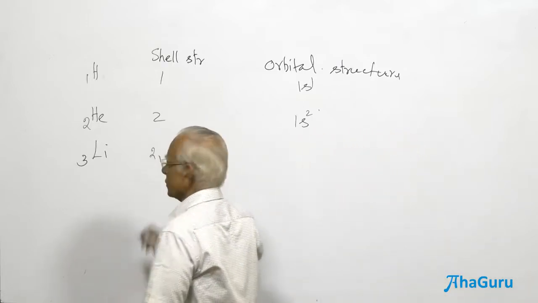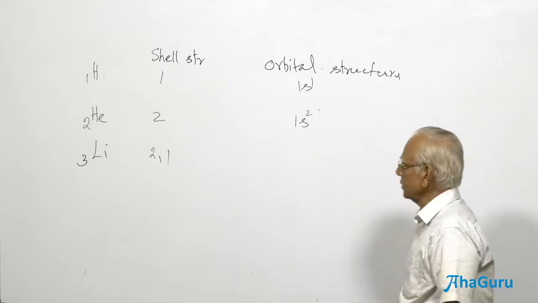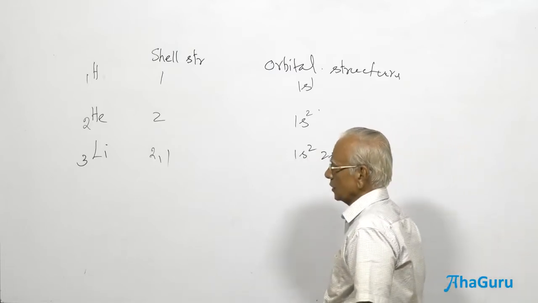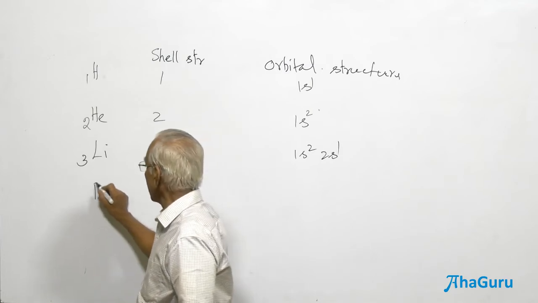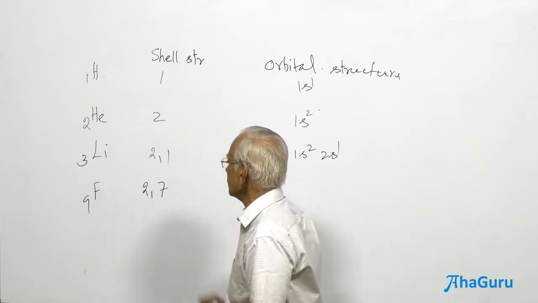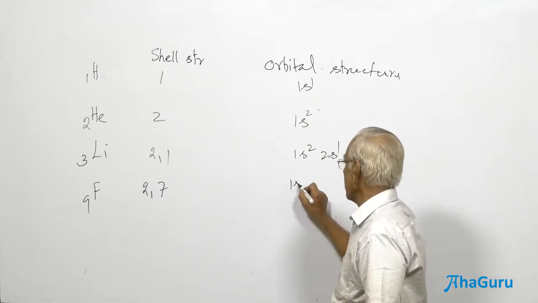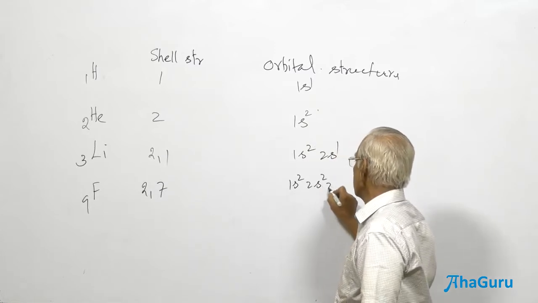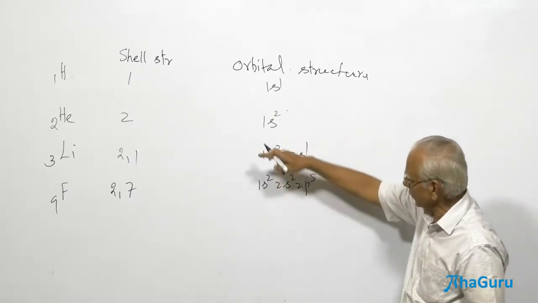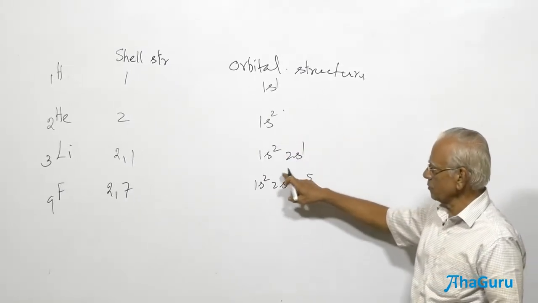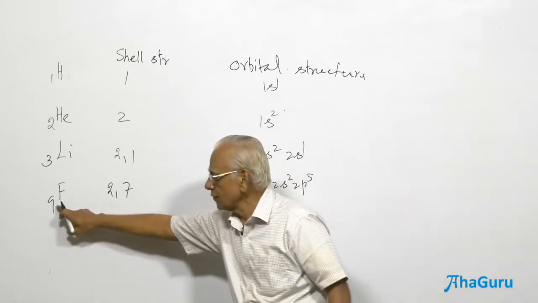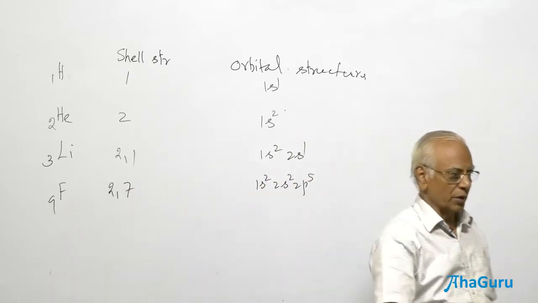This is going to be 2, 1. 2 in the K shell and 1 in the L shell. This is going to be 1s2 and 2s1. I will jump to fluorine straight away, atomic number 9. The electronic configuration is going to be 2, 7, and this is going to be 1s2, 2s2 and 2p5. When you add the numbers in the superscripts, they are the electrons. 5 plus 2 plus 2 will give the total number of electrons present in fluorine, and that accounts for the atomic number also.